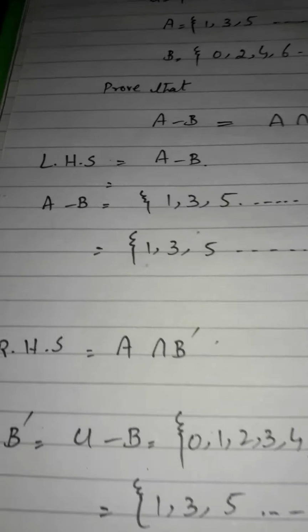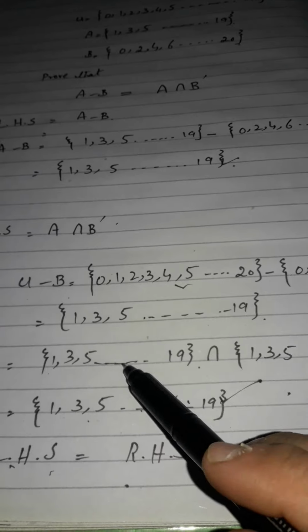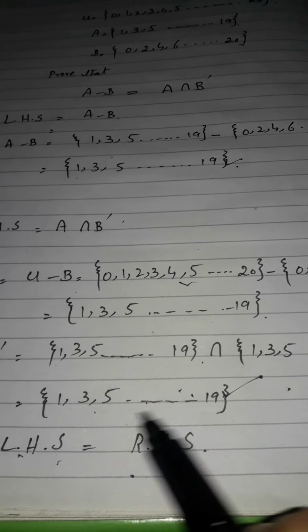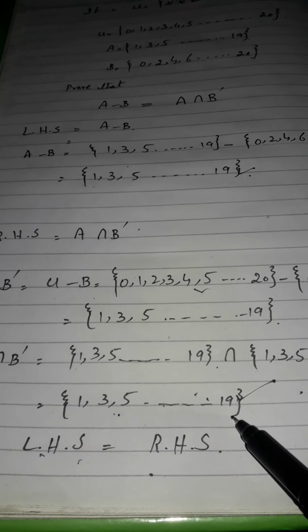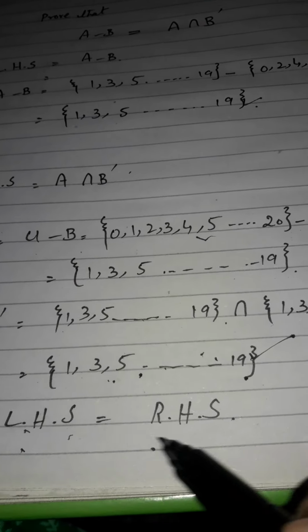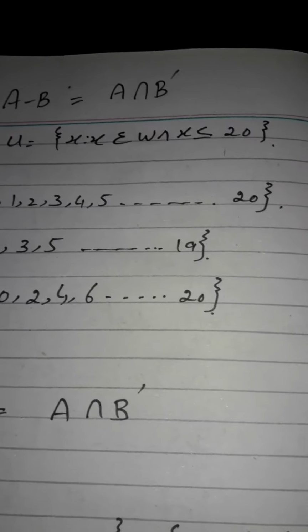We have to take the intersection of two sets, this one and this one. We will take the intersection of the two sets. All the elements are the same, so we can easily understand this is the left hand side answer and this is the right hand side answer. Both answers are equal, so we have proved that A minus B is equal to A intersection B dash.